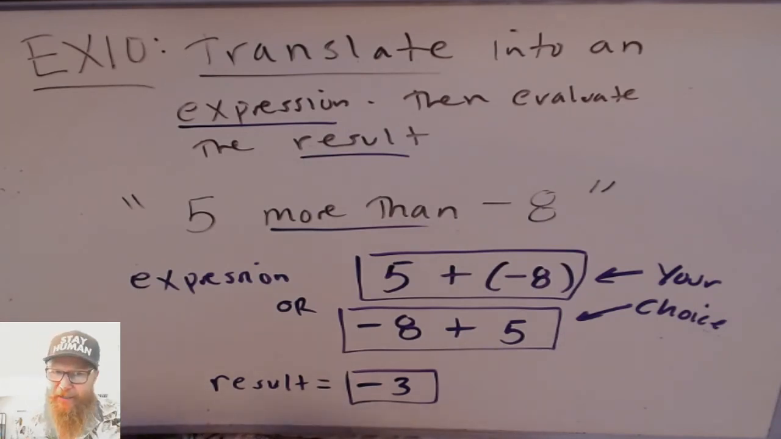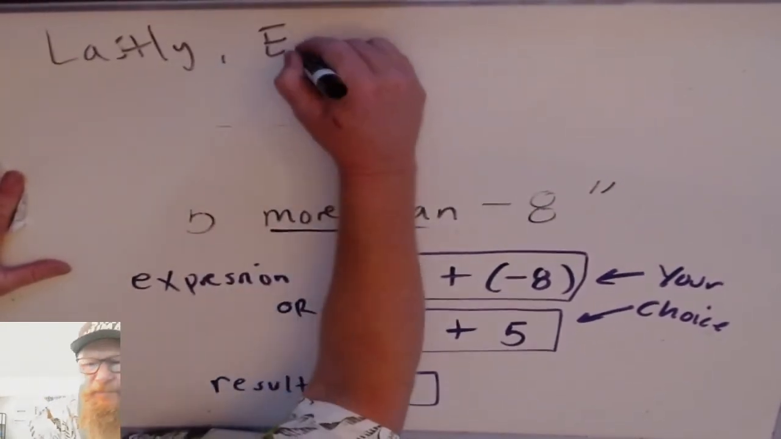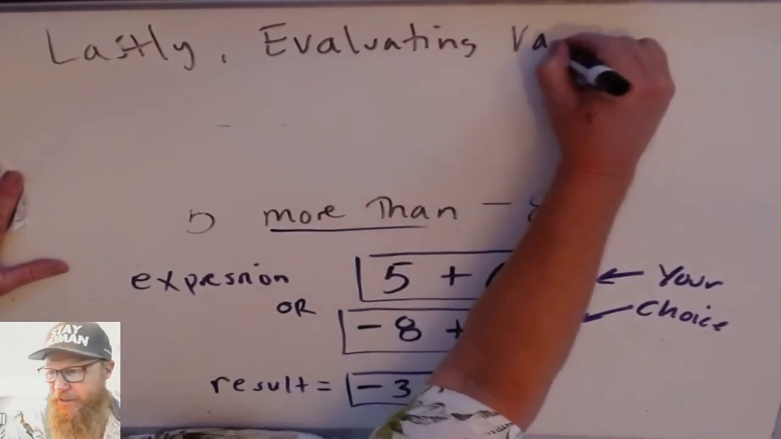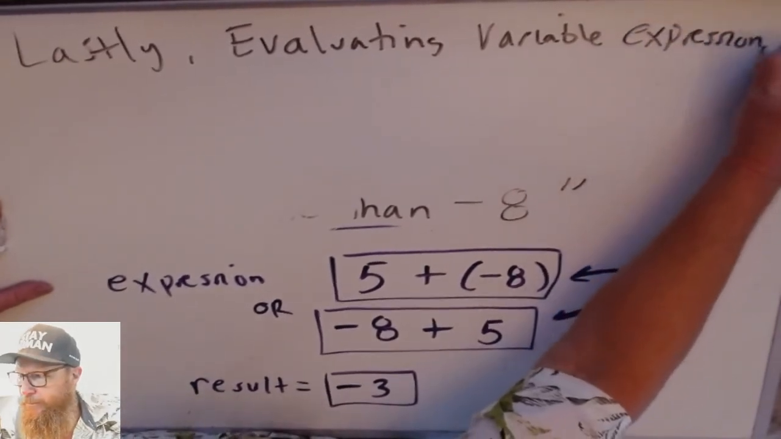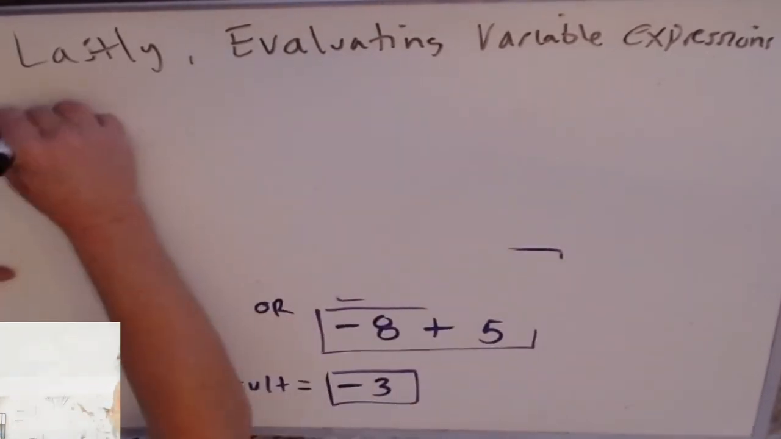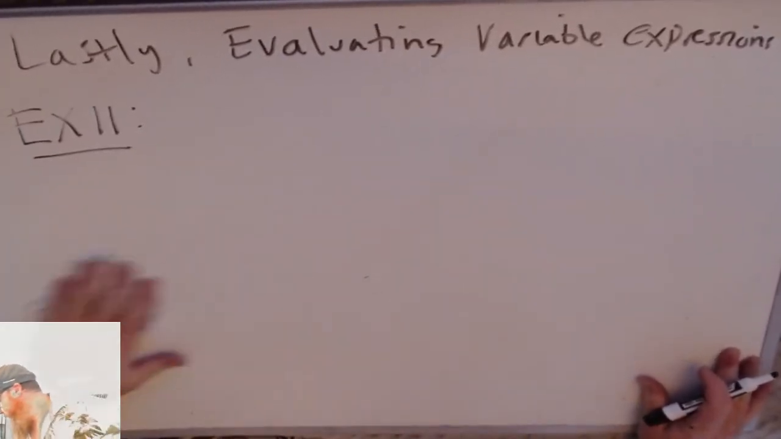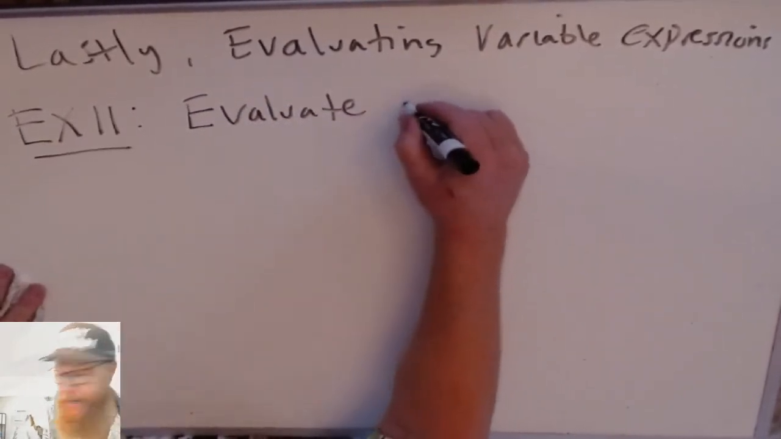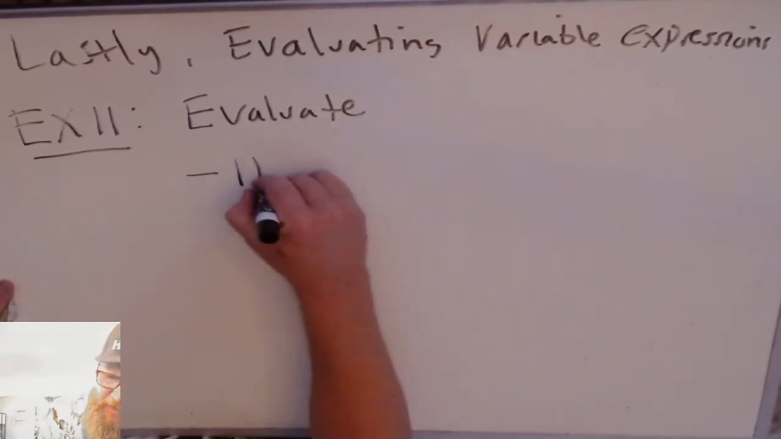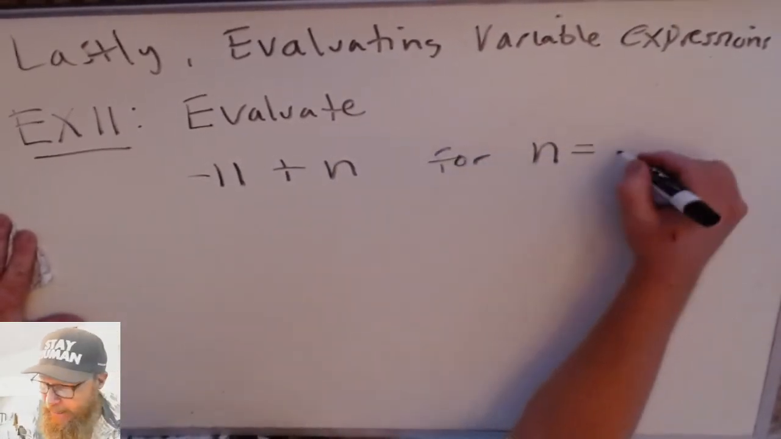I don't want to get too far ahead of myself. I start wanting to talk about subtraction, but subtraction's coming in the next lecture. The last thing, evaluating variable expressions. Evaluate -11 plus n for n equals 18.